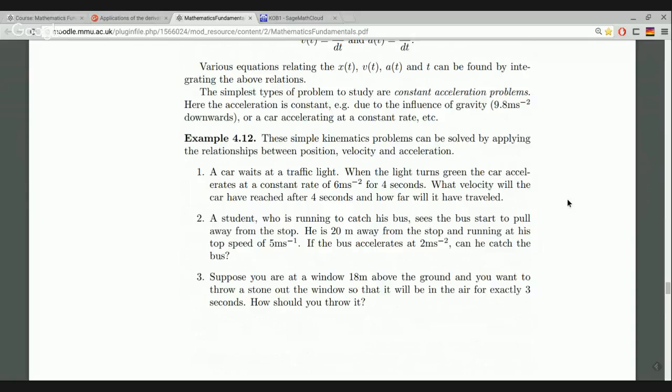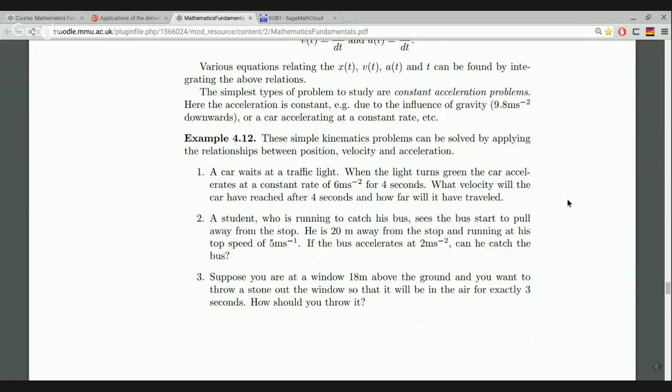So the velocity of the student is 5 meters per second. So the position of the student at time t is going to be 5t. Well, you get position by integrating velocity. So you integrate 5 and you get 5t plus a constant. And remember, like in the previous example, that constant of integration is the student's initial position. So the student's initial position is minus 20 meters away from the bus. So we've got a precise description of the student's location.